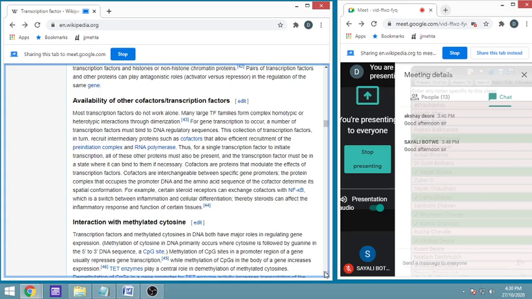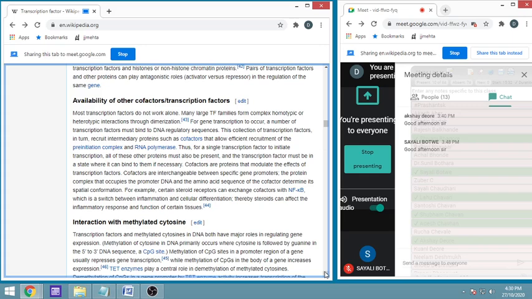So for a single transcription factor to initiate transcription, all these other proteins must also be present, then only it will be doing the job, and the transcription factor must be in a state where it can bind them if necessary. The cofactors are the proteins that will modulate the effect of the transcription factor. They are interchangeable between specific gene promoters and the protein complex that will occupy the promoter DNA.